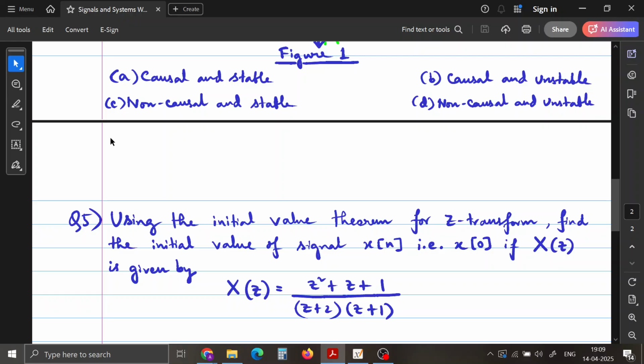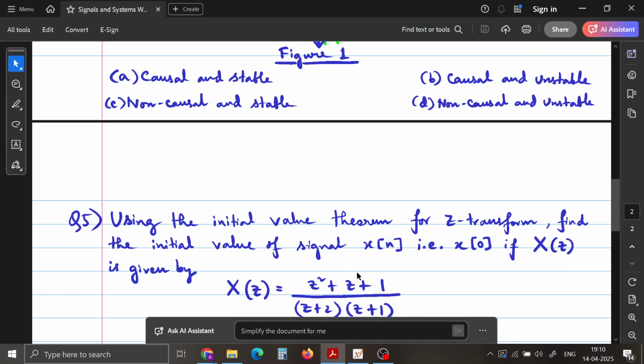It's pretty straightforward, so I won't be going into the proof of the initial value theorem, but I'll directly use this result and solve this numerical question. First of all, we are given the form of the Z transform, which is capital X of Z. You have a discrete time signal which is small x of n. Its Z transform is given by capital X of Z, which has this given form, as you can see.